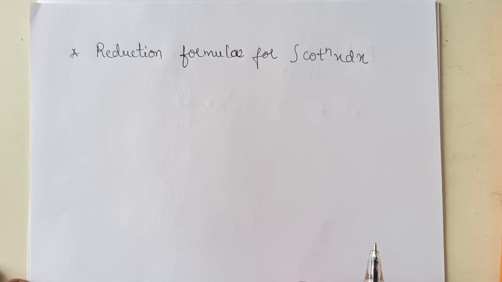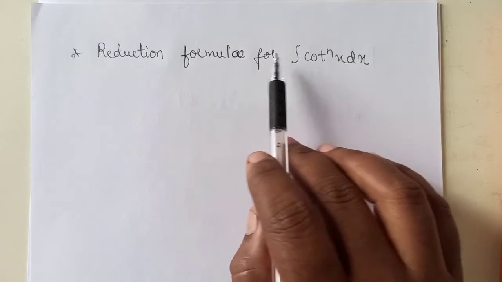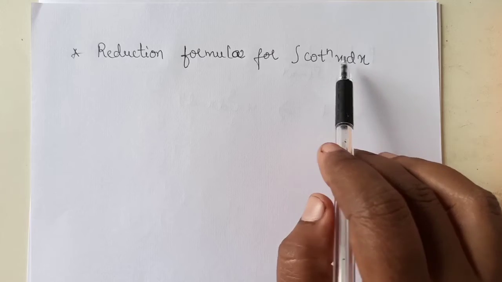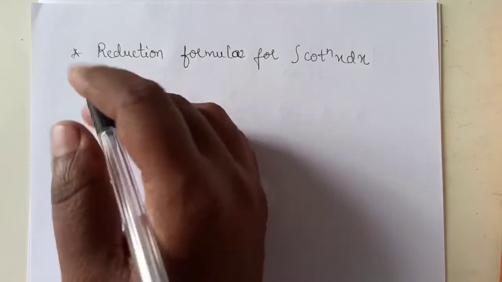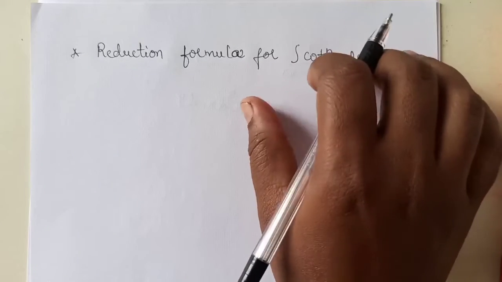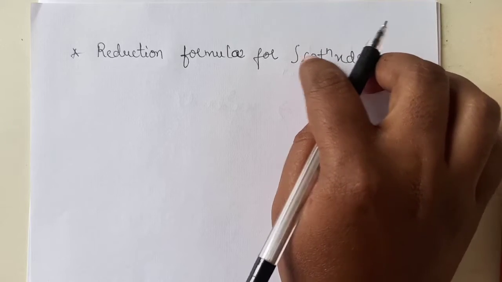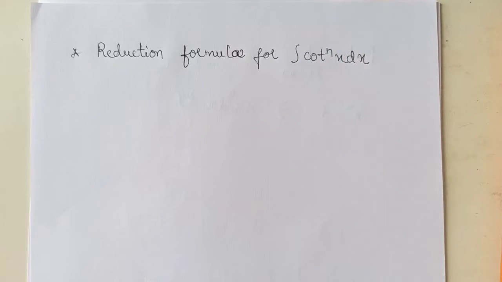Everyone, so in the last class we discussed the reduction formula for integration of cot^n x dx and some problems on it. So now we derive the reduction formula for integration of cot^n x dx. Okay, almost the method is similar to the reduction formula for integration of tan^n x dx.